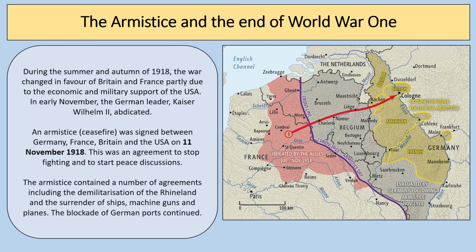Germany also had to surrender ships, machine guns and planes, and the blockade of German ports continued all the way up until the signing of the Treaty of Versailles on the 28th of June 1919. So some of the ideas, such as the demilitarization of the Rhineland, had actually been agreed already at the armistice in November 1918.